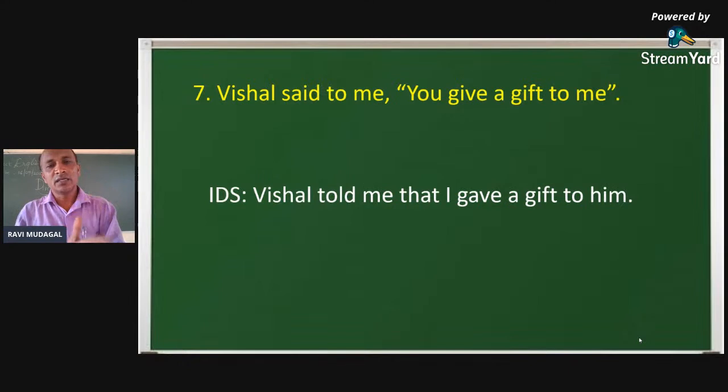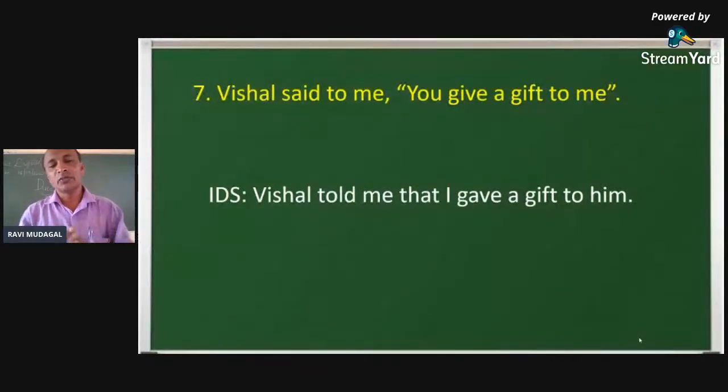Here, instead of you, we should use I. Instead of me, we should use him. See, you belongs to me, and me belongs to Vishal. Vishal said to me, you give a gift to me. In this direct speech, in the reported speech, you belongs to me. Now we find the subject you belongs to me, and me belongs to Vishal.